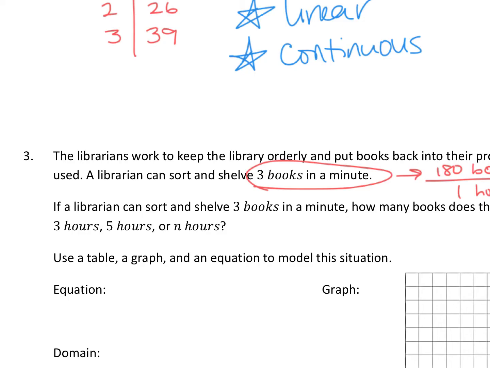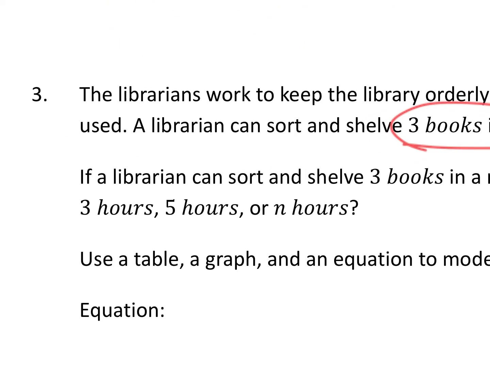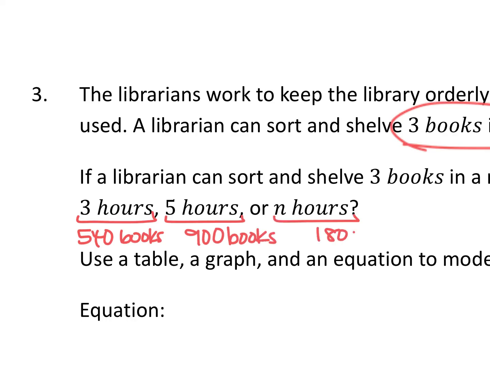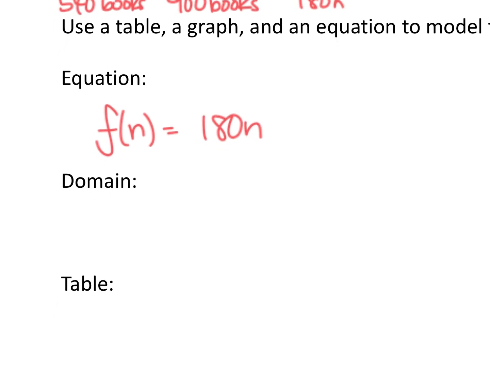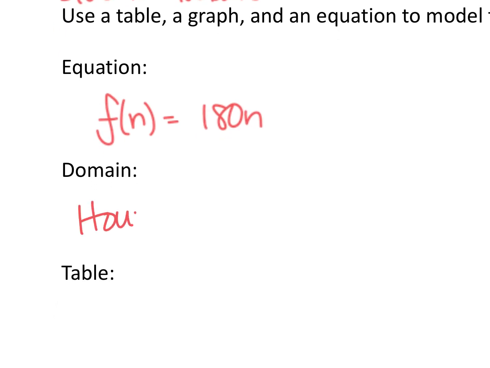So in 3 hours, 180 times 3 is 540 books sorted and shelved. In 5 hours, we've got 900 books sorted and shelved, and in n hours, we've got 180n books sorted and shelved, which means our equation is f of n equals 180n. Don't have to write the plus 0 because I know in 0 hours I've sorted 0 books. Our domain is going to be hours, and we'll figure that out in a moment.